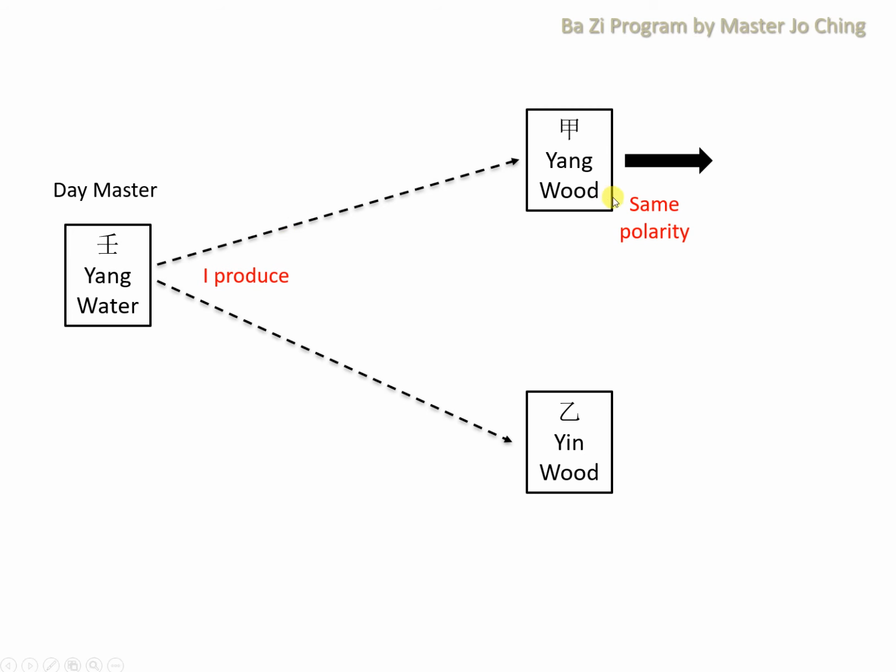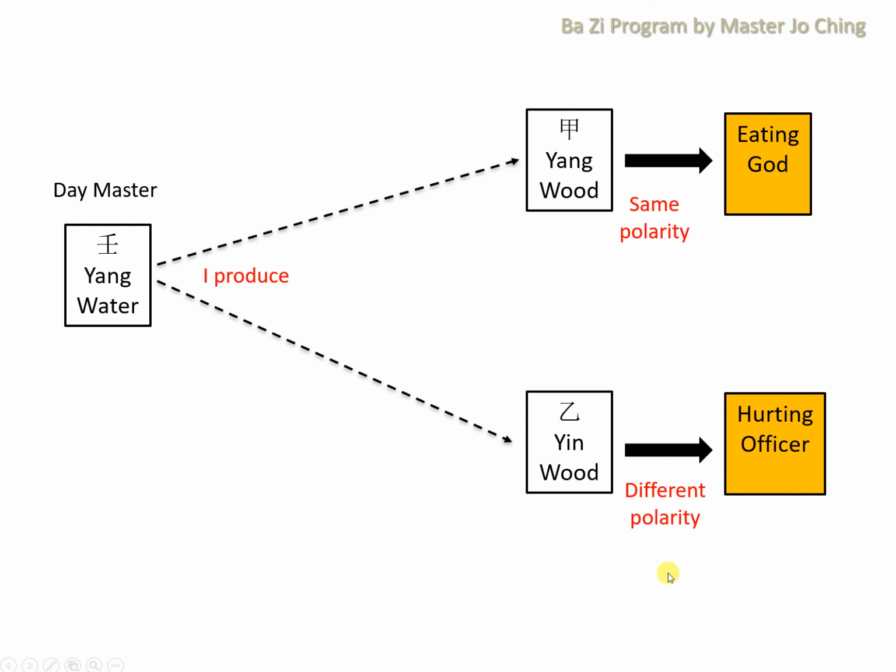The output star that shares the same polarity as me is known as Eating God. You can be Yin water, sorry, you can be Yin water, and over here you can be Yin wood. Also Eating God, because as long as you have the same polarity as the output star. If one is Yin and one is Yang, or the day master is Yin but over here must be a Yang wood, so Yin Yang difference, put it this way, different polarity, the name is Hurting Officer. So this is how we arrive at the name.